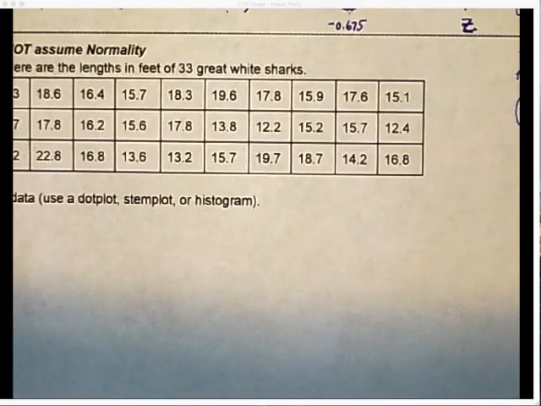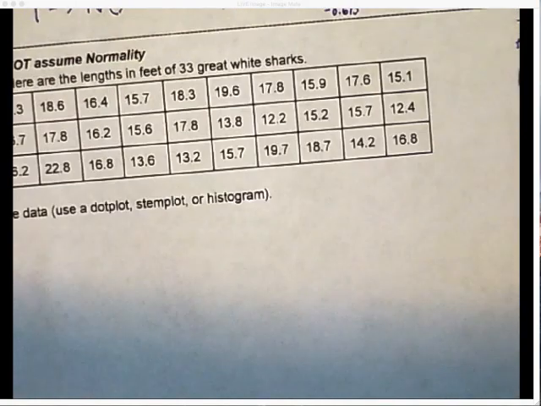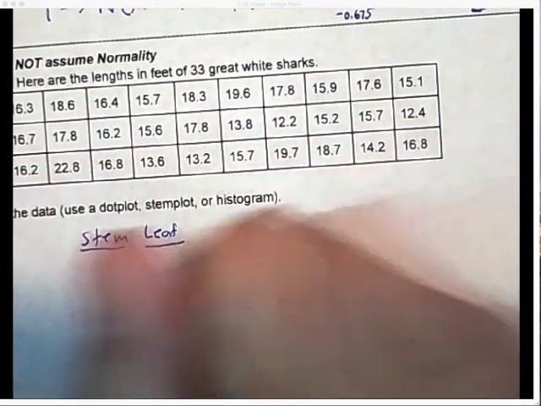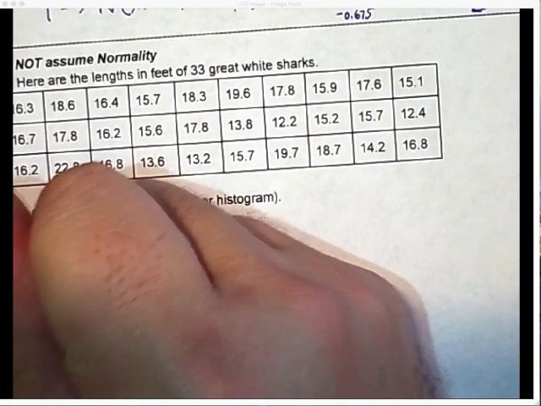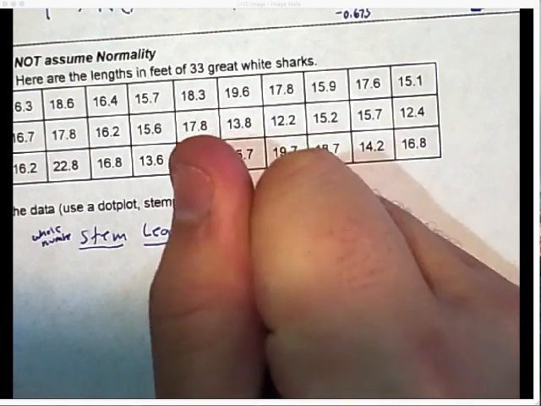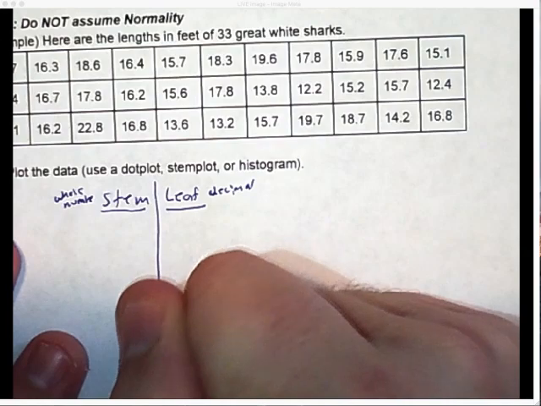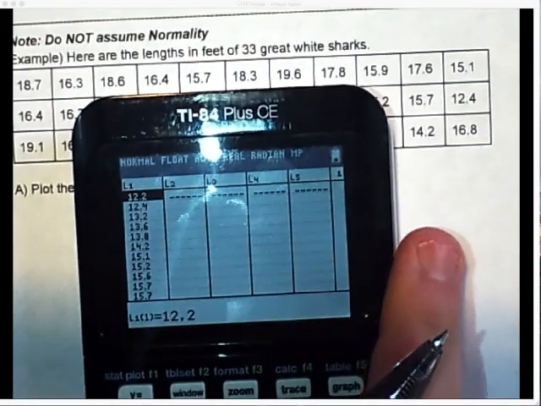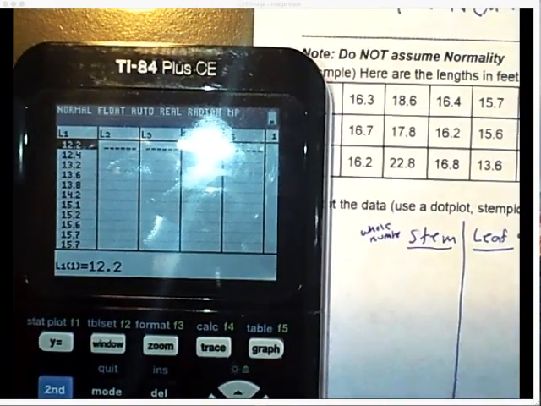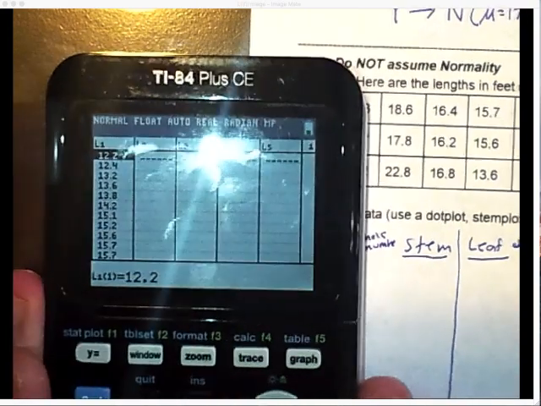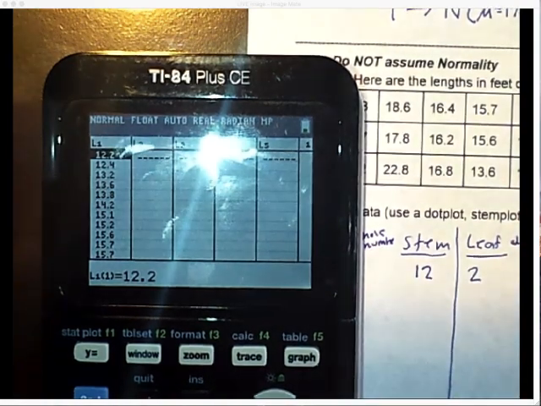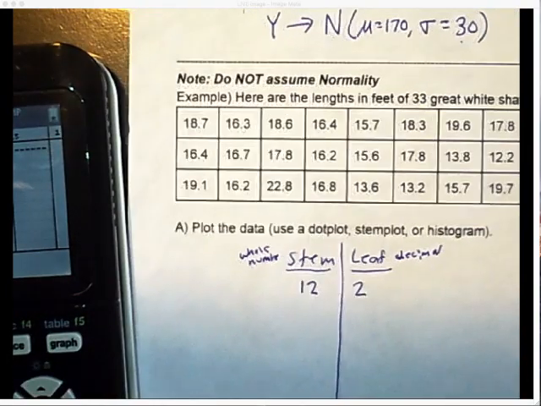I'm going to do a stem plot or a stem and leaf plot here. All right. So stem and leaf. My stem is going to be the whole number, and my leaf is going to be the decimal. All right. So if I look at my data here, when I start writing this down, the smallest shark was 12.2. So there we go, 12.2. And if I keep going, I have one that's 12.4.